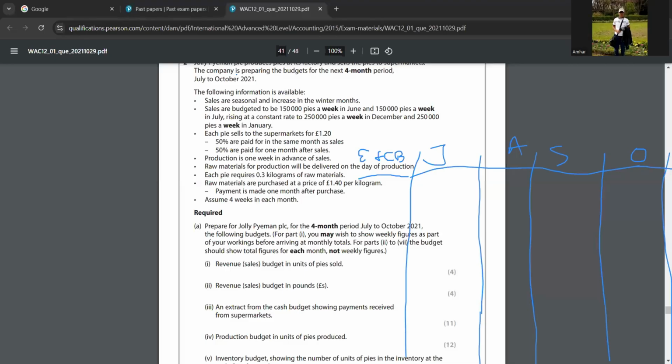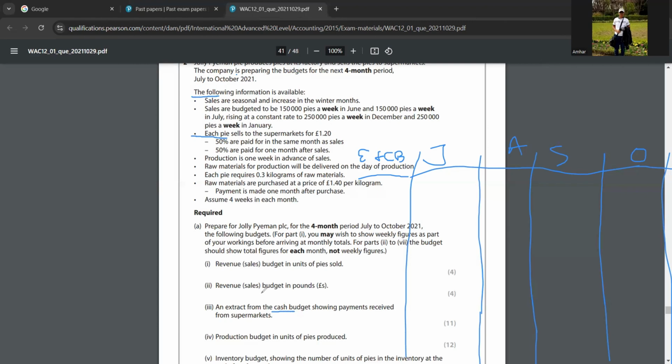So I'll continue teaching this question, which I stopped in last class. Now look at the third one. In this third one, they are saying an extract from cash budget showing payments received from supermarkets. So you have to draw up a cash budget. For the A part, first and second one, you were looking at these 3 points, right? Until here. Now, after this 50% thing only, you have to do it from the cash budget.